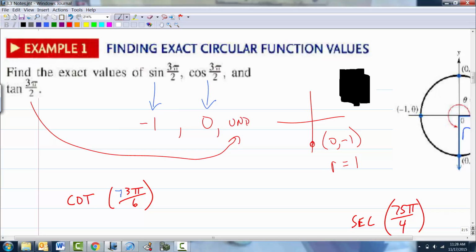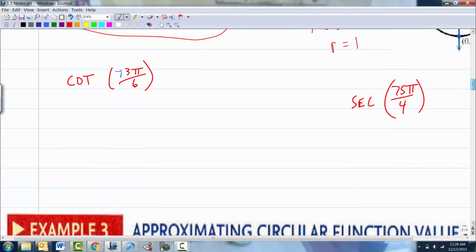I actually had someone write this on their paper. Undies. Because that's what I said last year. Sorry, it's immature. Undefined.